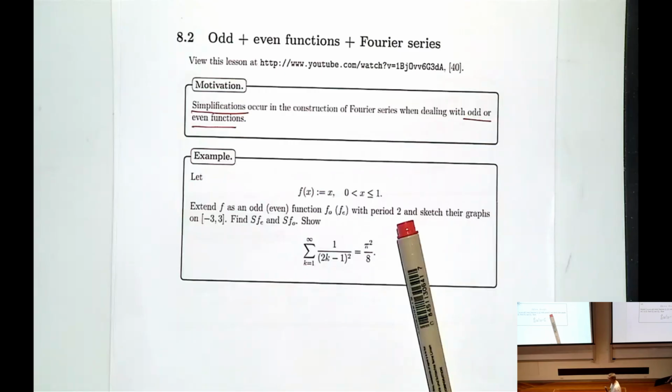Okay, so what does it mean when I extend a function? Does anybody know? What am I talking about? Extend as an odd or even function. Anyone know? Well, let me show you.